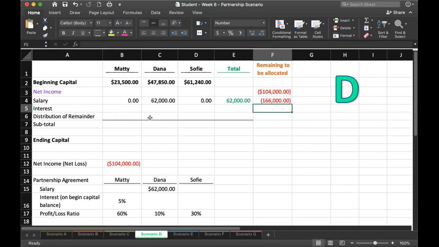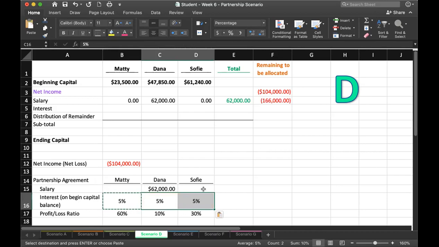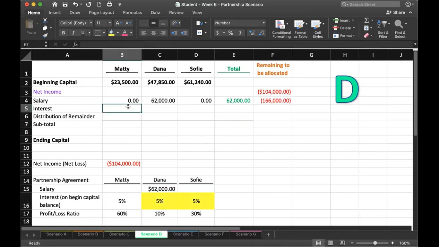All right, so the interest, and again, let me just note that the interest is for each partner. It says it's on the beginning balance. So the beginning balance for Maddie was 23,500 and the interest rate was 5%. And then for Dana and Sophie, same calculations. And we'll do a sum total.